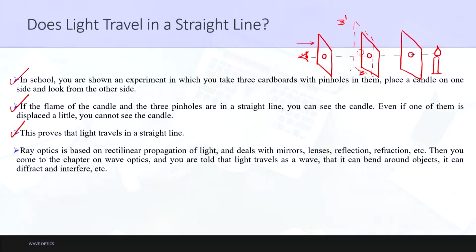Then how to prove the basic essence of light, the similarities between the two? To understand that concept only, I took this part also out of the NCERT book.